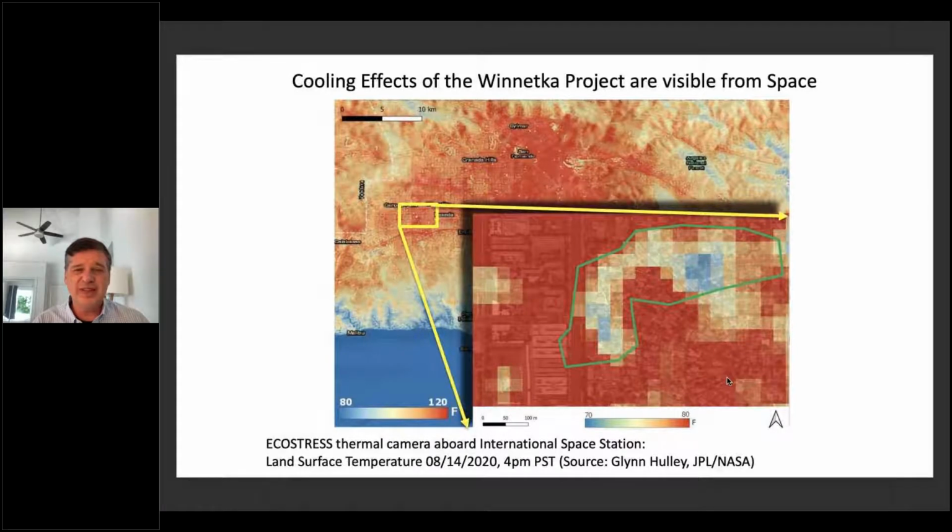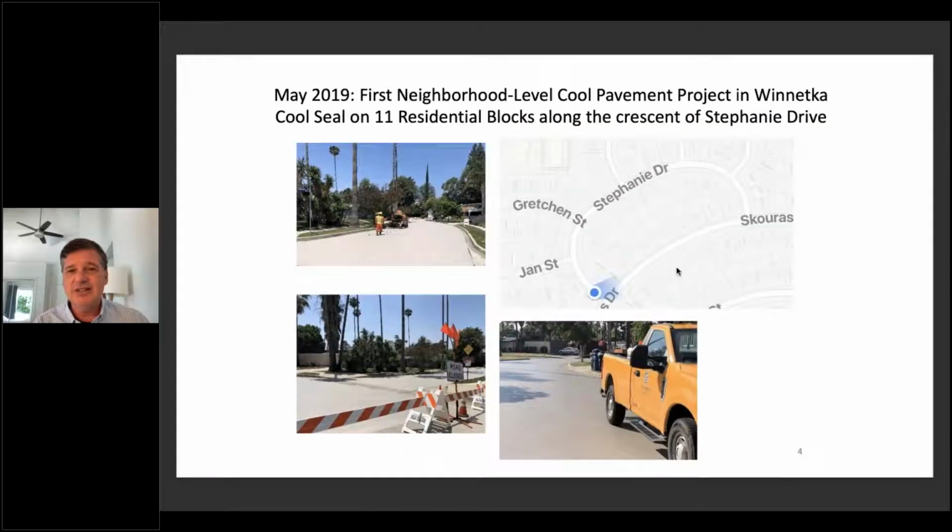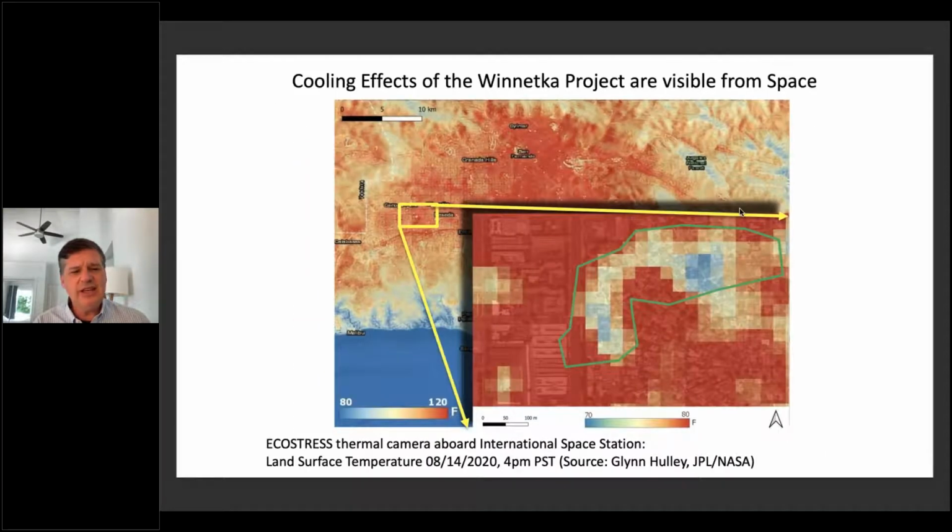And we partnered with Jet Propulsion Laboratory, and we were able to see that crescent-shaped street from space. That's right, these are images from the ECOSTRESS thermal camera on the International Space Station. And this is our map of LA on a warm day. You can see all of our roads lighting up as hot. And then this is the Winnetka neighborhood. And here in the Winnetka neighborhood, this crescent here is this crescent right here.